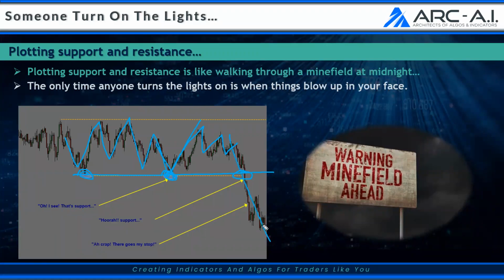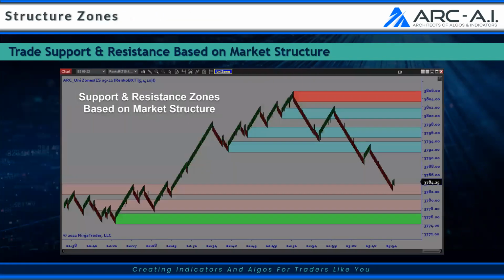And then what happens is the market takes out your stop and your entry and goes on to take some of your lunch money. And so this is the problem with support and resistance, is that oftentimes by the time you figure it out, the market's already moved on to bigger and better things.